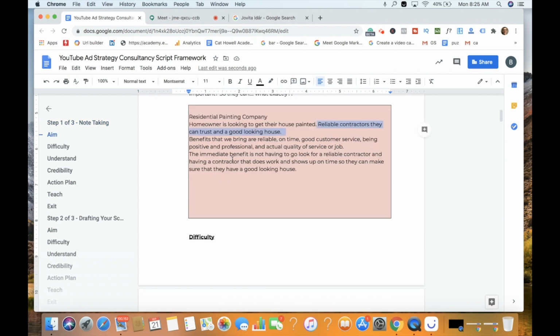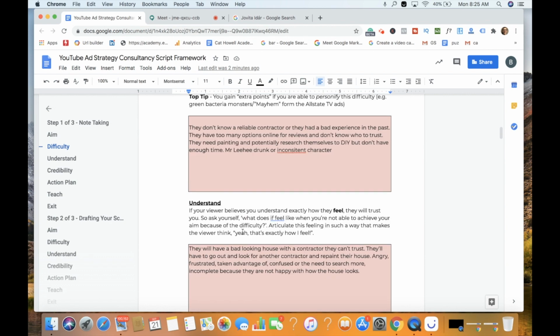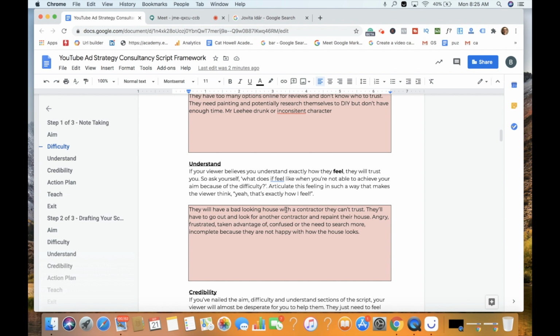And then that big promise is going to go into this difficulty, and it's going to say, we understand that a lot of people don't know how to find a reliable contractor. They spend countless hours searching on Google. And did you know that because of this, people get burned out over and over, and they're unable to get a house that they can be sure is going to look great, and the painting job's going to be great and all that stuff? And that's where we come in.